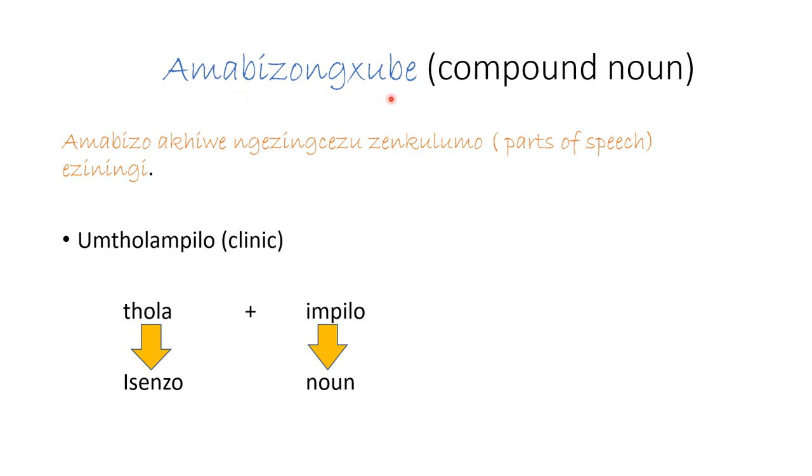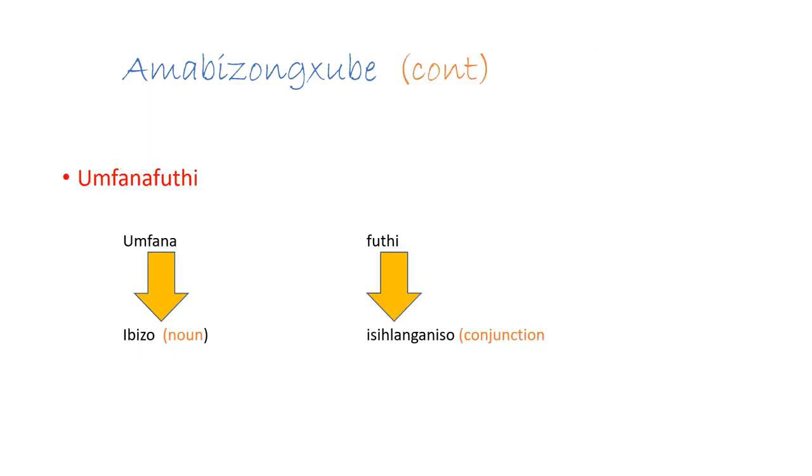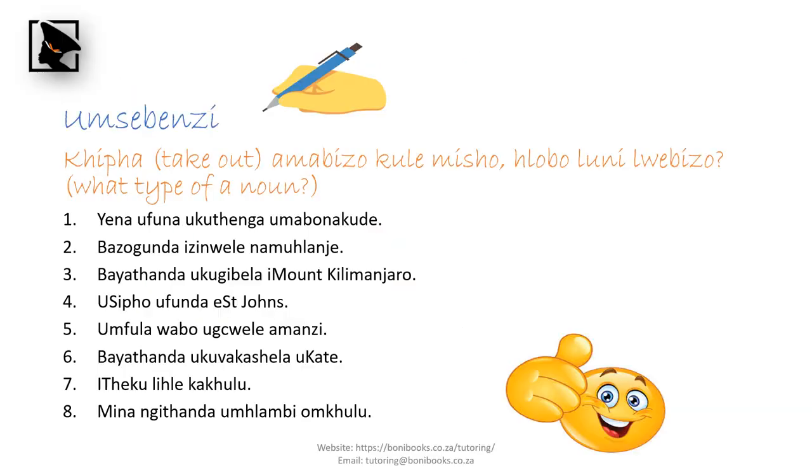Ibizo ngxube. Okay, let's look at the second example that we have here. Let's look at this word. Umfana futhi. So if you look at this noun, you can see it's ibizo ngxube. There is umfana here and there is futhi. Umfana, which is your ibizo, your noun, and futhi, which is isihlanganiso. So those are your compound nouns, amabizo ngxube.